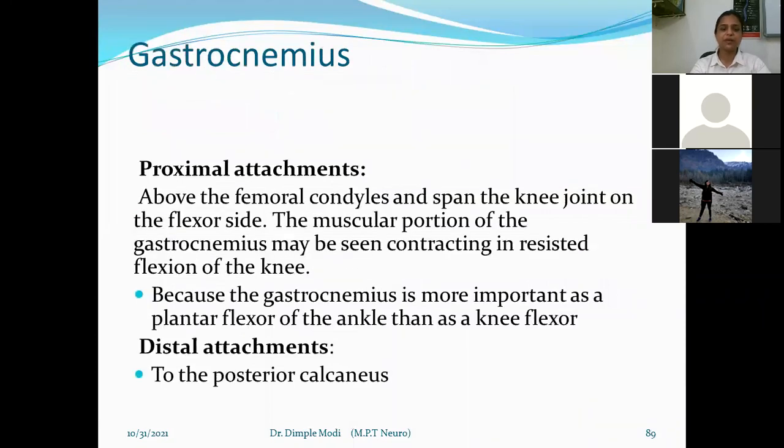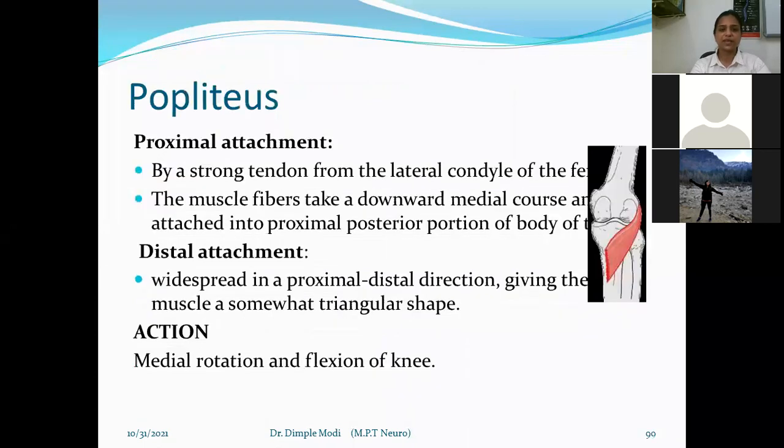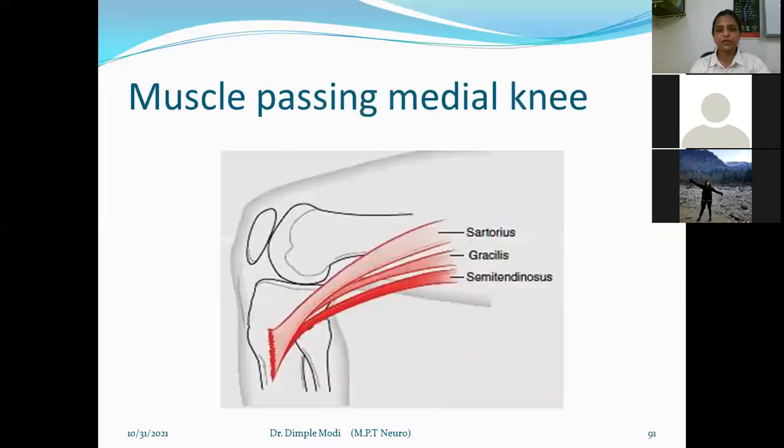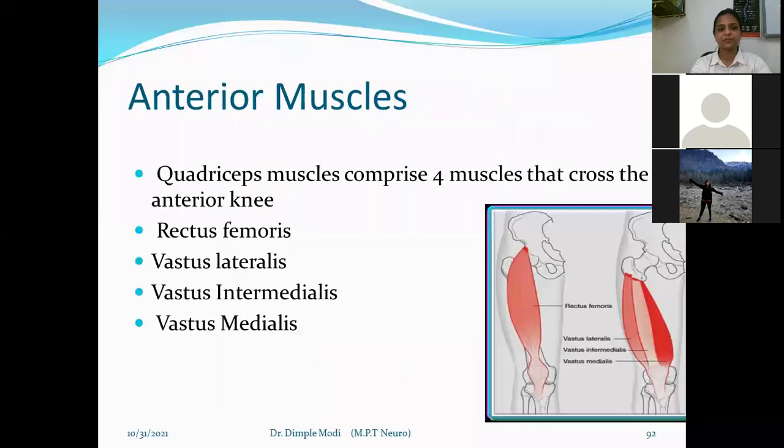Gastrocnemius. Okay, the proximal attachment is above the femoral condyles and it attaches to the posterior calcaneus. Popliteus, it's a very strong tendon at the lateral condyle of the femur and it gets attached in a widespread proximal to distal direction, giving a somewhat triangular shape of attachment. Okay, it helps in the medial rotation and flexion of the knee joint. What are the muscles passing through the medial knee? The sartorius, gracilis, and the semitendinosus.